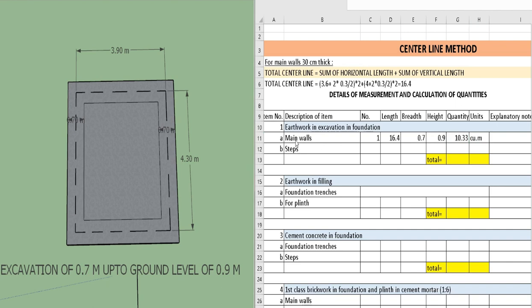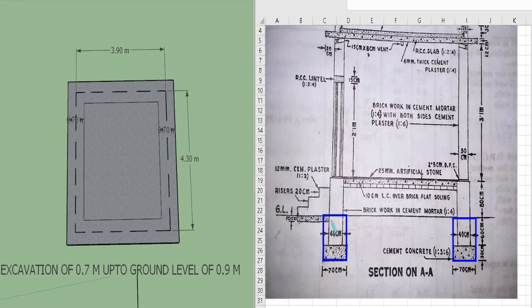Now we have to do the excavation of the steps. We have already excavated these portions of the wall. That means this portion is to be excavated. But we can see here that this small portion is already excavated, so we don't need to consider this portion.